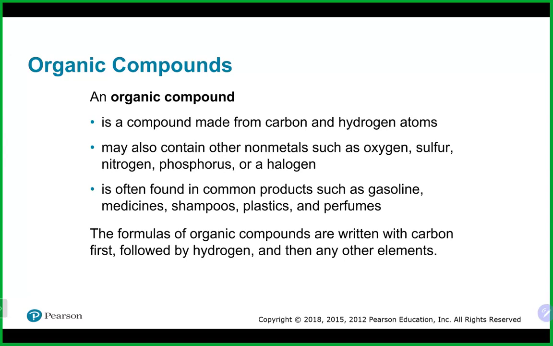A lot of organic compounds are nonpolar. They're found in things like gasoline, medicine, shampoos, plastics, and perfumes. That's how you get octane, which is the gas that you put in your car. It actually comes from a really long chain of carbons, and what they do is what is sometimes referred to as thermal cracking, which is pretty much what it sounds like. They break it apart into smaller chains of carbons, and you get things like propane, octane, different types of organic compounds from these really long chains of carbon-based compounds.